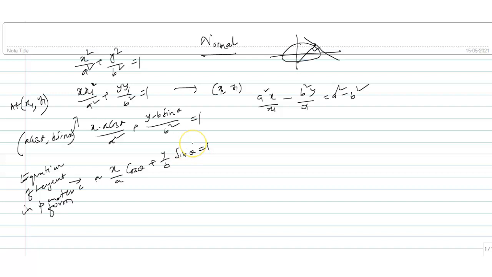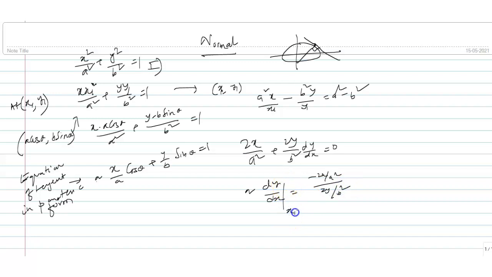It is a very easy derivation. If we differentiate the ellipse equation, you get 2x over a square plus 2y over b square dy over dx equals 0. It means dy over dx is minus 2x over a square over 2y over b square. At (x1, y1) it will be minus 2x1 over a square and 2y1 over b square. This is the slope of the tangent.